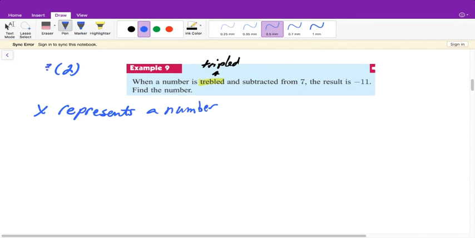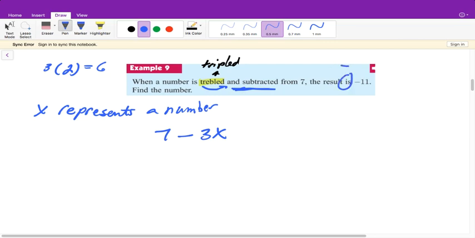So when a number is tripled, if I give you 2 and I ask you to triple it, you need to multiply it by 3, because that would be 6. 6 is triple of 2. So that means we can rewrite it as 3 times x. And then it says it is subtracted. So it's telling us this number is the number that's being subtracted from 7. So we need to subtract 3x from 7.